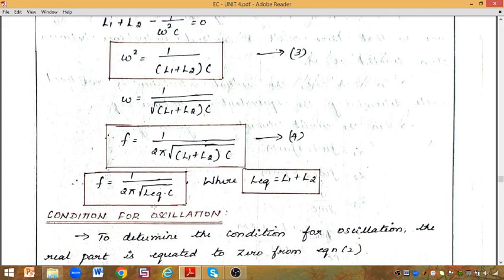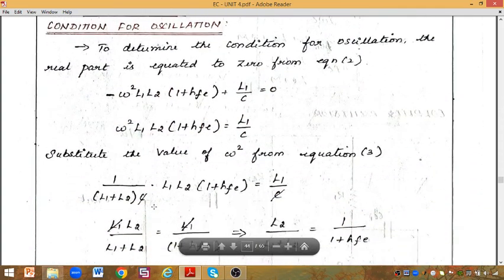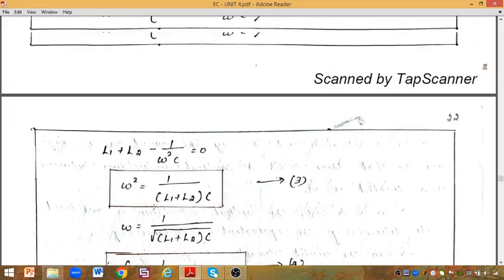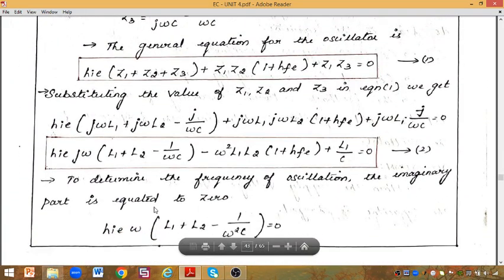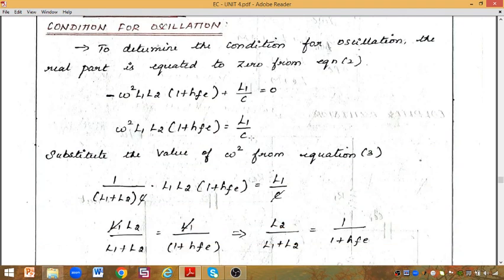Once we find the frequency of oscillation, we have to find the condition for oscillation. To determine the condition for oscillation, the real part is equated to 0 from equation 2. To find the frequency of oscillation, we equated the imaginary part to 0. To find the condition for oscillation, we have to equate the real part to 0. So this is the real part. Once you equate to 0, this term, if you move it to that side, becomes positive.